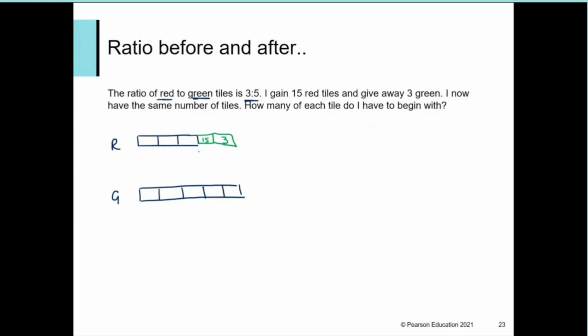So if I gain 15 and I give away 3 of the green, then it now means that that's the same. I can compare down here and say, right, okay, well that total there is 18, which means each box is 9, and then I can work out from that how much each of those bars is worth, the reds and the greens. These questions are becoming more and more common. This idea of changing something, I think they're probably really hard to do, but actually start to try and think about how to bar model those.